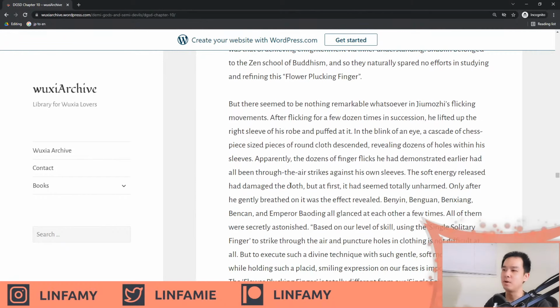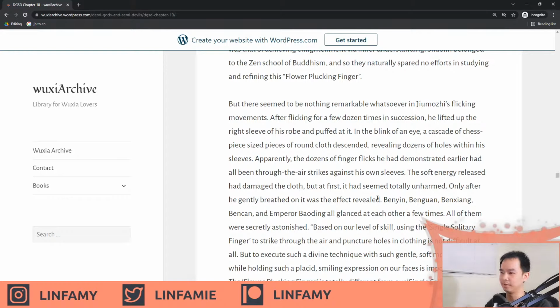But there seemed to be nothing remarkable whatsoever in Jiumozi's flicking movements. After flicking for a few dozen times in succession, he lifted up the right sleeve of his robe and puffed at it. In the blink of an eye, a cascade of chess-piece-sized pieces of round cloth descended, revealing dozens of holes within his sleeves. Apparently, the dozens of finger flicks he had demonstrated earlier had all been through-the-air strikes against his own sleeves. The soft energy released had damaged the cloth, but at first it had seemed totally unharmed. Only after he gently breathed on it was the effect revealed.